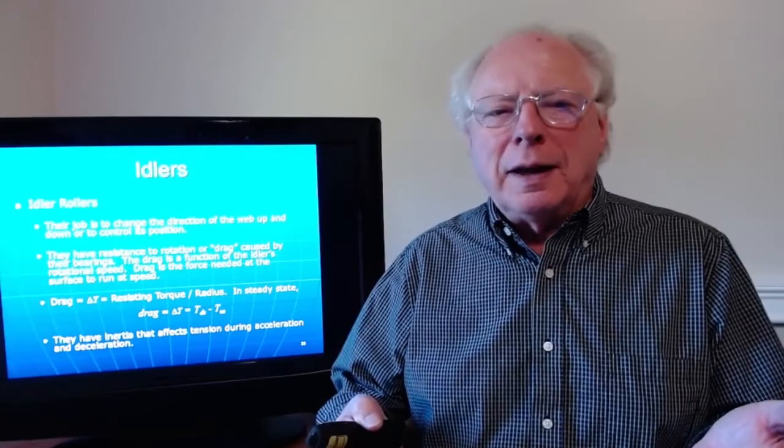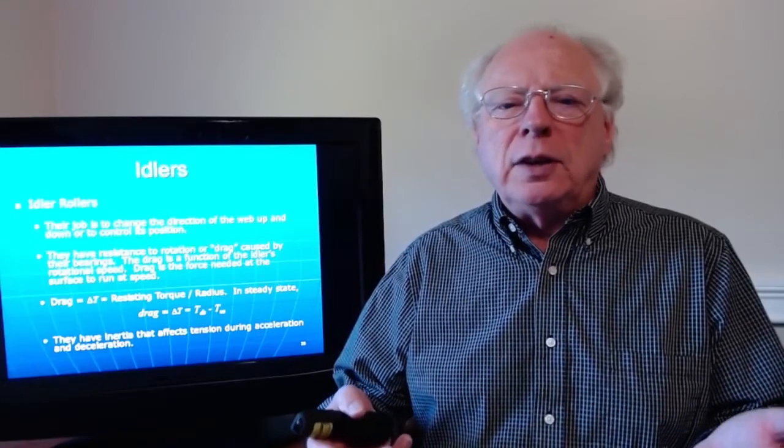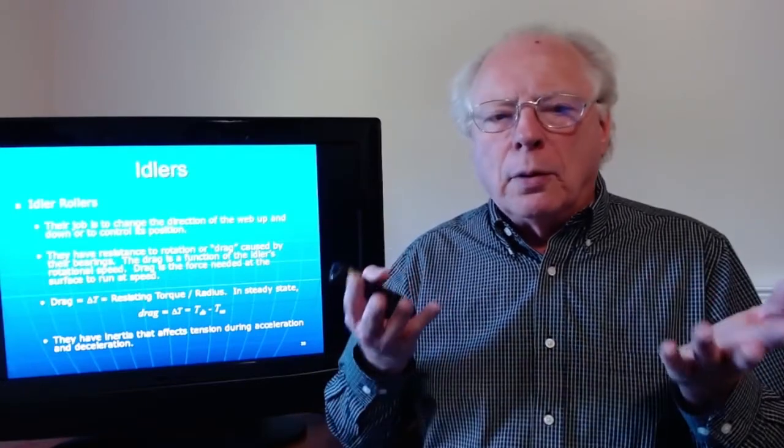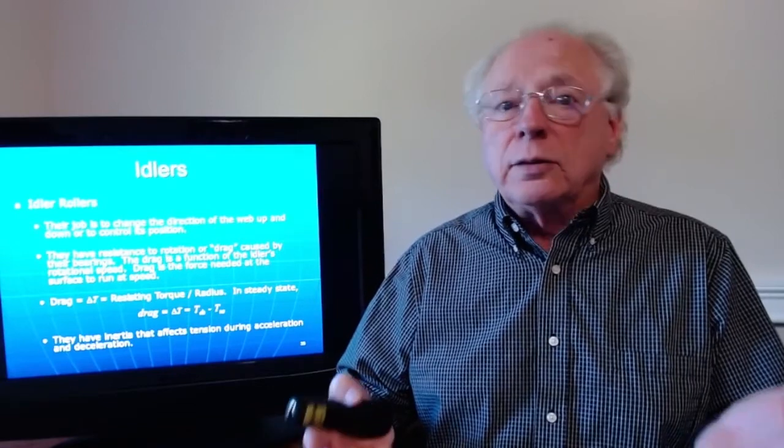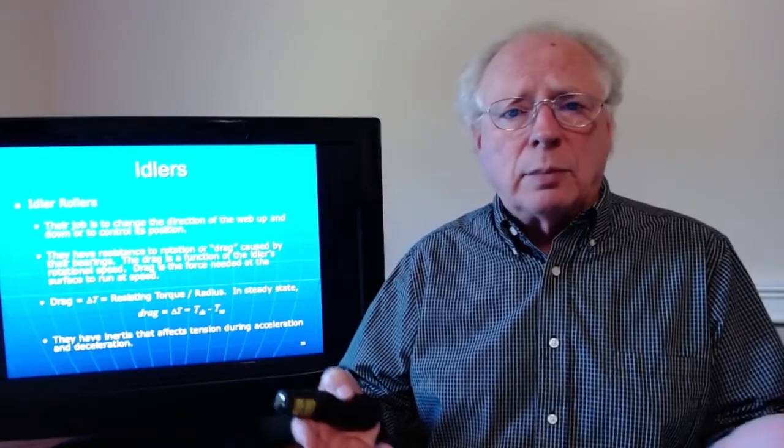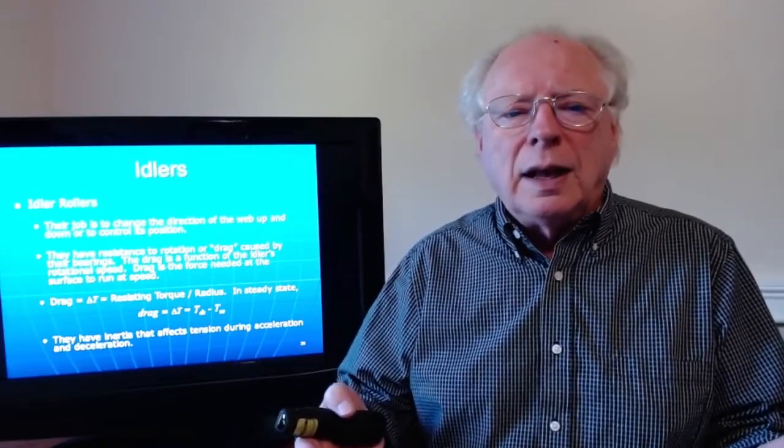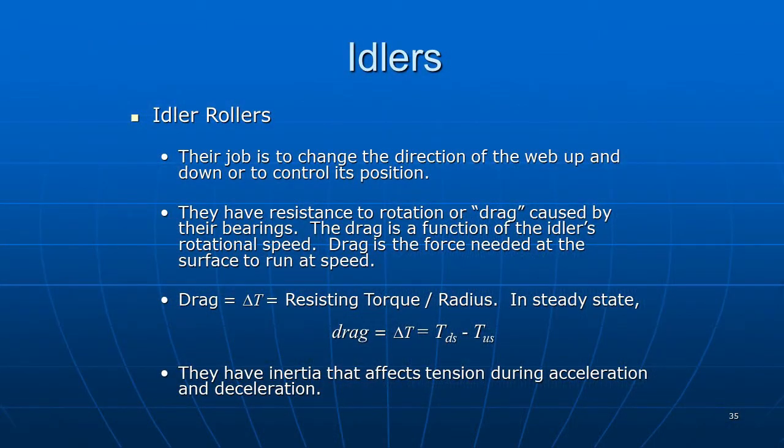Now we're going to look at idlers. Their job is to change the direction of the web up or down, or occasionally to control its position, as in a backup roller for a process. Idlers have resistance to rotation. We'll call that drag, and this is caused by their bearings.